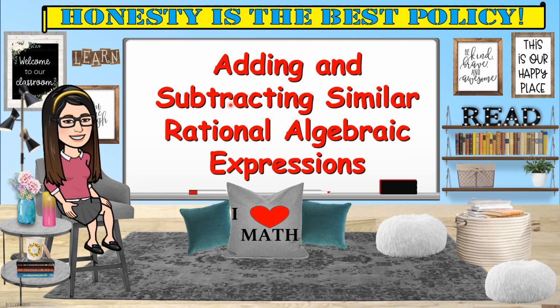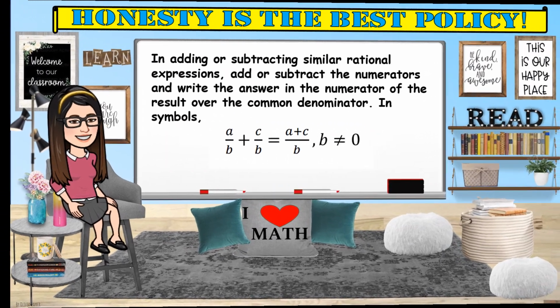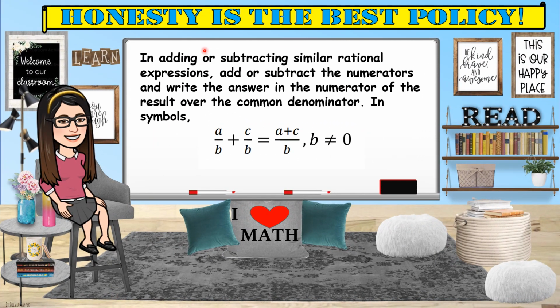Alright, let's proceed to adding and subtracting similar rational algebraic expression. Okay, in adding or subtracting similar rational expressions, add or subtract the numerators and write the answer in the numerator of the result over the common denominator. In symbols, we have a over b plus c over b is equal to a plus c over b, where b is not equal to 0. So let us have an example.